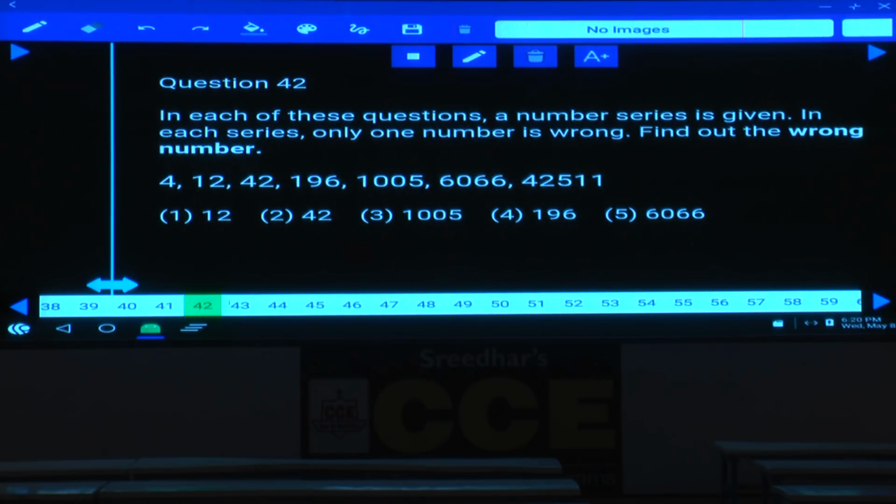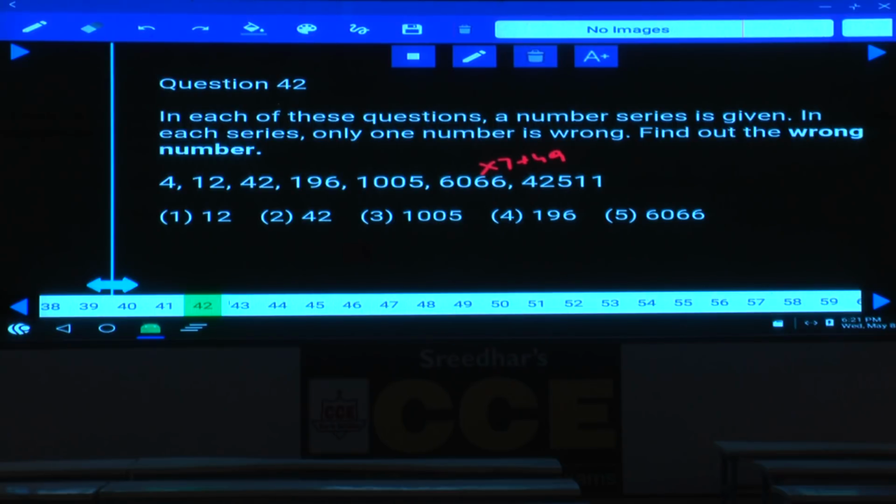Now 4, 12, 42, 196, 1005 and so on, starting with 4 and ending up to 6,042. As the numbers are increasing at a very fast rate, it must be under which category? It must be under multiplication or combination. 4 and 12 can be related, but the remaining numbers cannot be related in that pattern. Hence, it must be under combination. In the case of combination, we should always check at the highest pair. Then 6,000 and 42,000, and 6,000 into 7 plus 49.